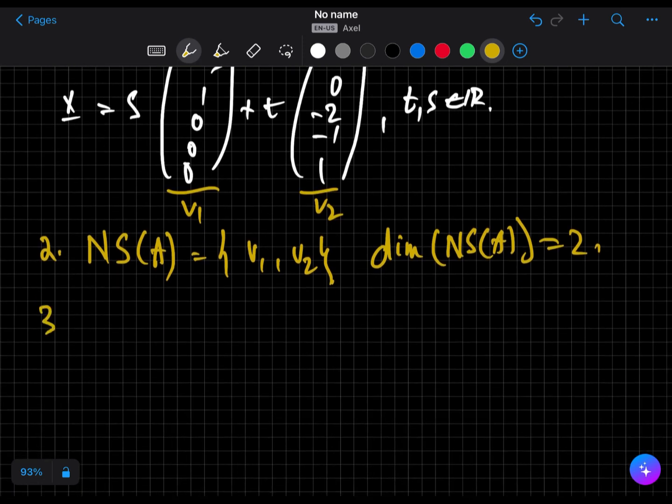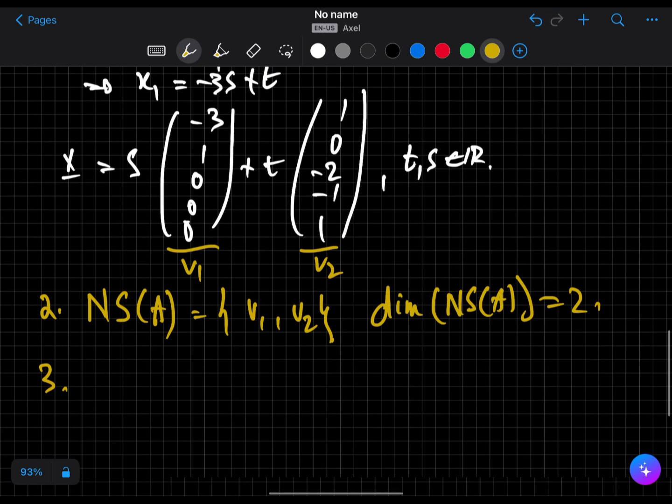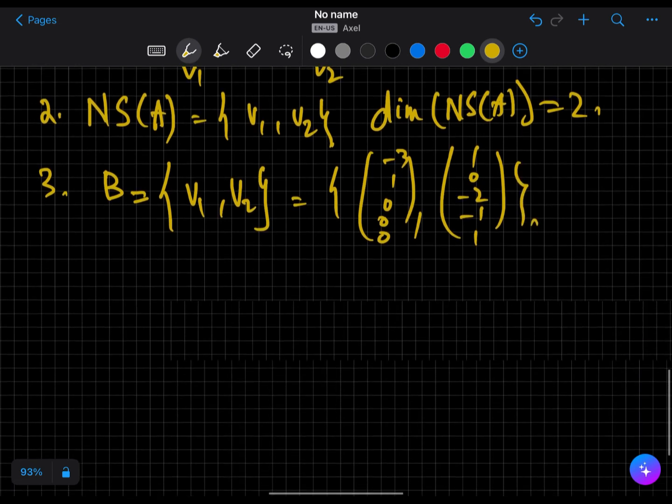Now, the third question was to write down a basis for the null space of A. From what we have here, the basis will only be valid if the two vectors are linearly independent, and we can see that these two vectors are linearly independent. You can easily prove that. Then the basis will be v1 and v2, or you can write them out, minus 2, minus 1, 1. So that's the basis.